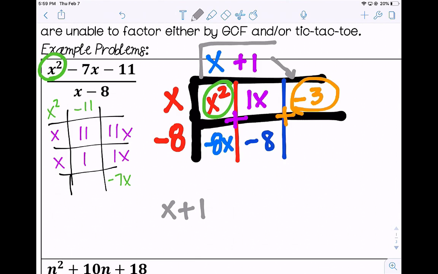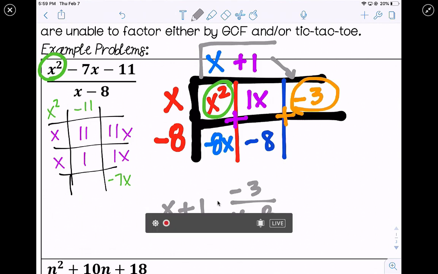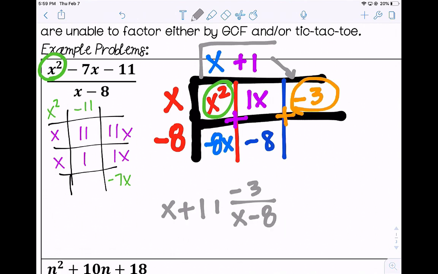And hopefully you remember that you put your remainder over your divisor. What did you divide by? So we're going to put that negative 3 over x minus 8. We're going to divide it by what we divided by. So this is going to look a little funny. You could put a plus sign here, or I could have put that negative out front, which would mean minus, basically. I'm going to go ahead and just put a plus there.